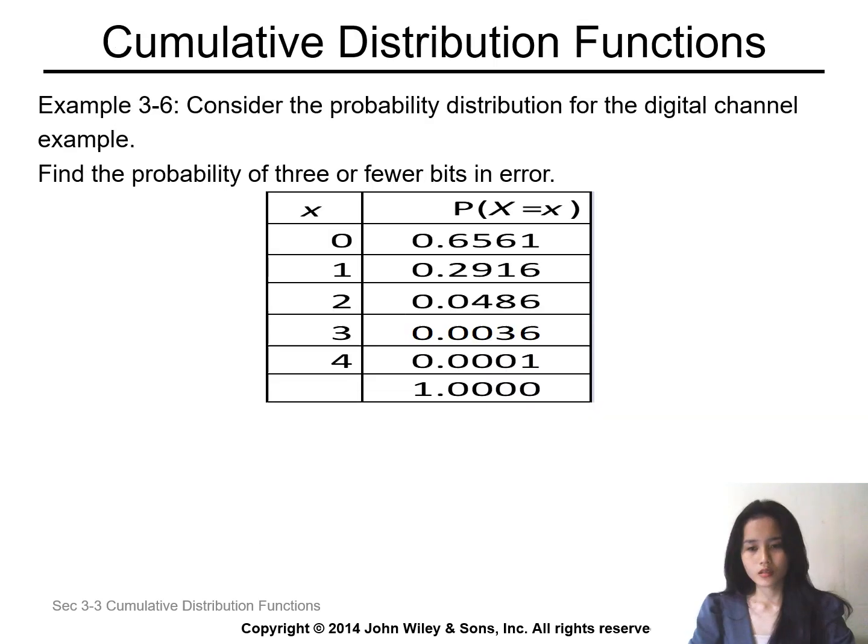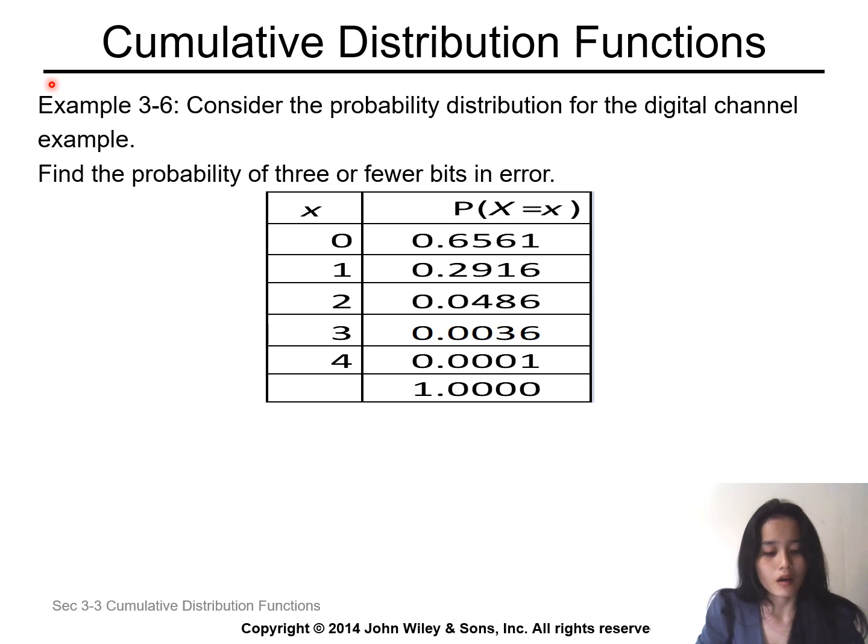So, moving on, we have here an example. Consider the probability distribution for the digital channel example. Find the probability of 3 or fewer bits in error. We already have a given probability table, so what we need to find is the 3 or fewer bits in error. What are those values that are less than or equal to 3? Those values go up to there, and we exclude 4 since it exceeds 3.